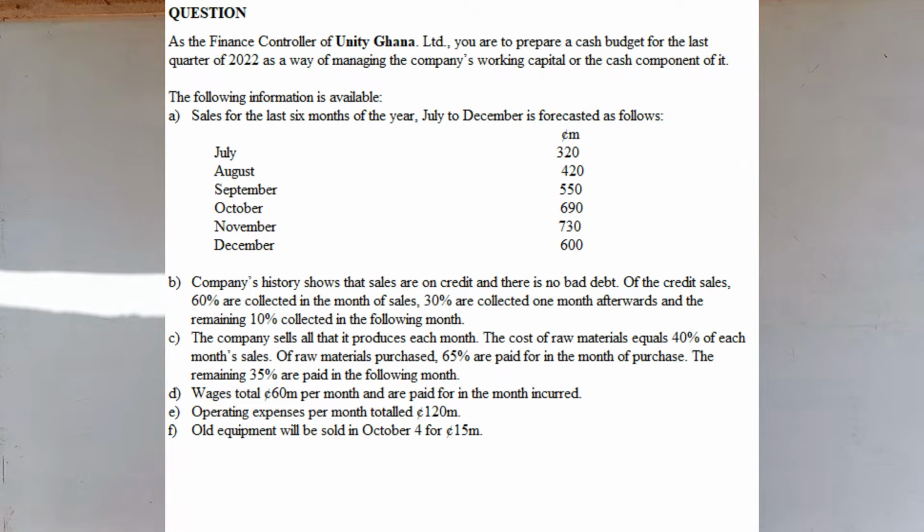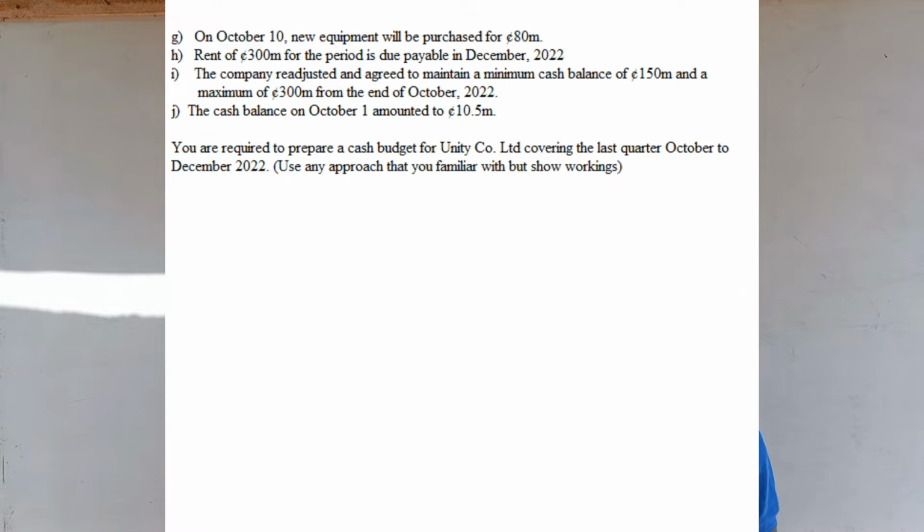Then we continue. G, on October 10th, the same month, new equipment will be purchased. So that is going to be a cash outflow of 80 million Ghana cedis. And then we continue. H, rent of 300 million for the period is payable in December 2022. So in December, we are going to pay rent for the period. That is 300 million. So that is going to be a cash outflow in December.